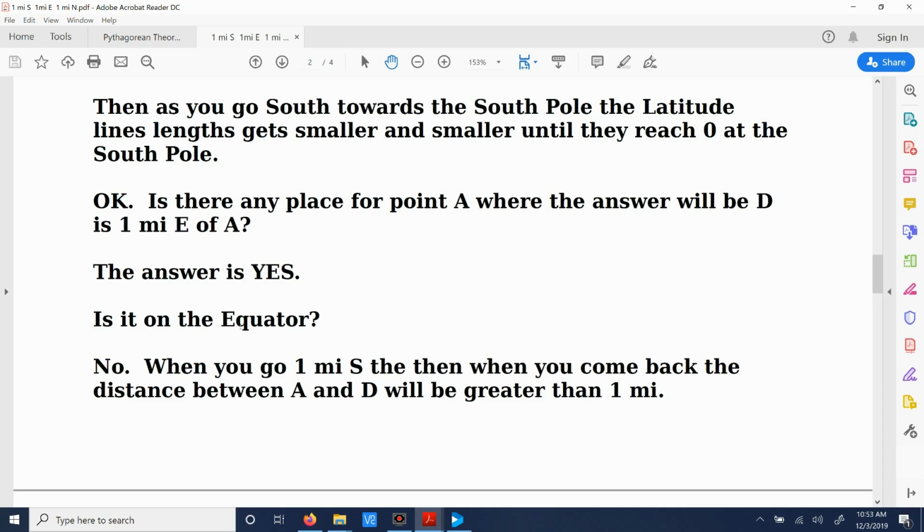Well, here's a question. Could it be on the equator? Well, think about it. The answer is no. If you go a mile south and then come back up, the distance between A and D, and then east and north, is going to be greater. Why? Well, when you went south, the latitude line where you landed for B has less circumference. You go a mile east on it. Then when you come back up, you're going to a bigger latitude line. So actually now, the distance between A and D is going to be greater than 1 mile east. So the equator is not the answer. So stop and think about it.